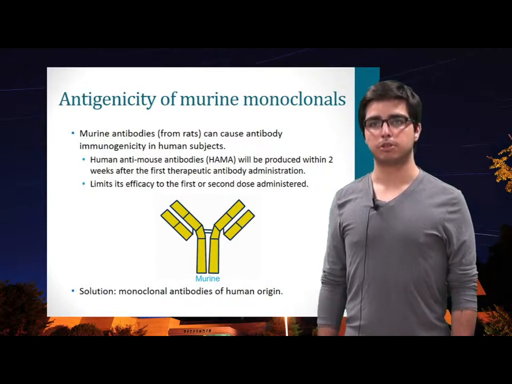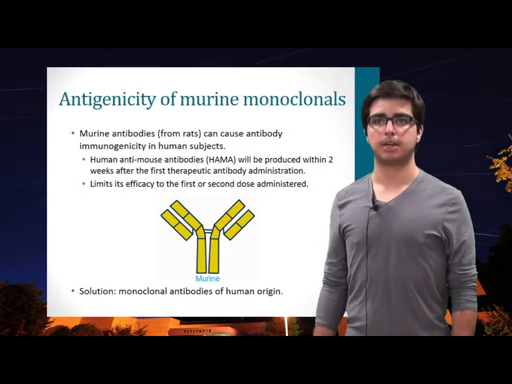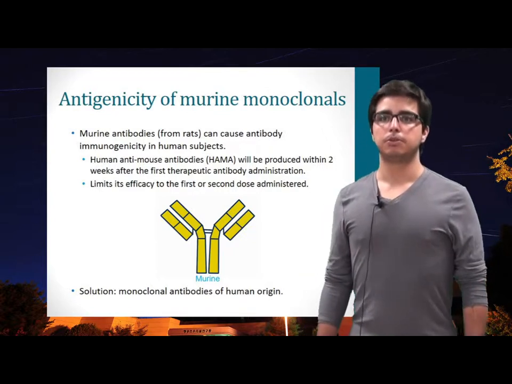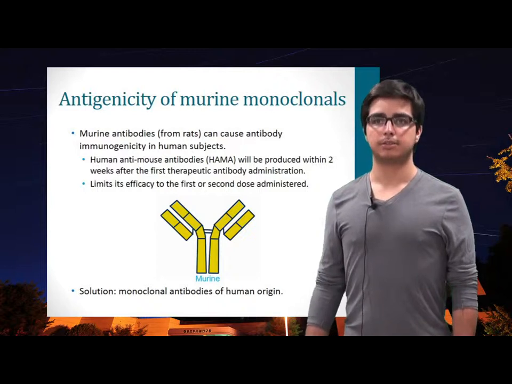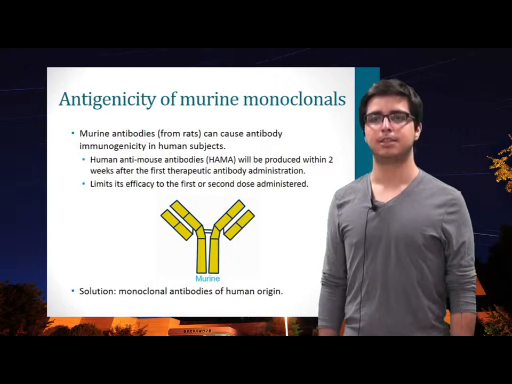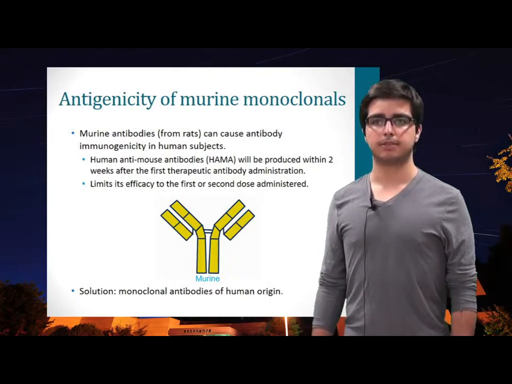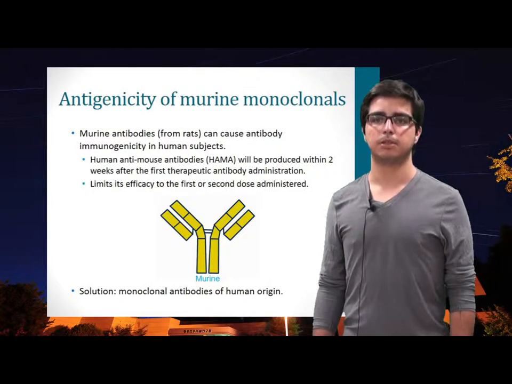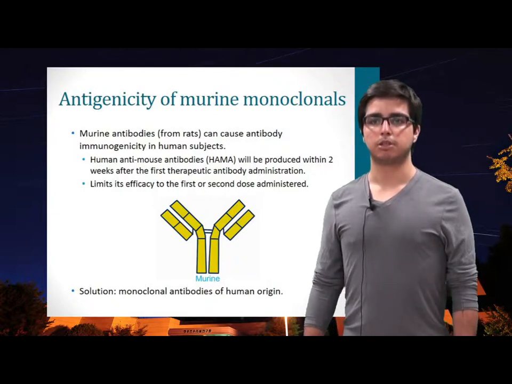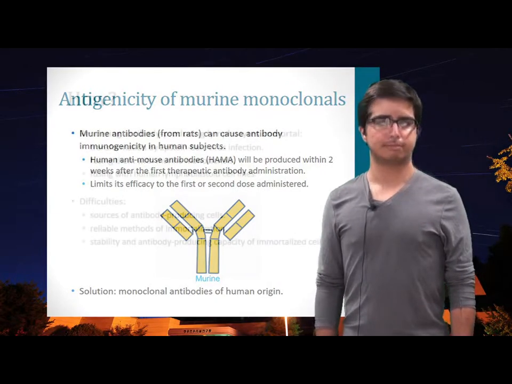Murine monoclonals, which are antibodies obtained from rats, can be used in immunogenicity treatments in human subjects, but it has its downsides since humans can have an immunogenic reaction, and therefore their effects can only be efficient in 1 or 2 doses before they become inactive. Therefore, the solution for this is the use of monoclonal antibodies of human origin.